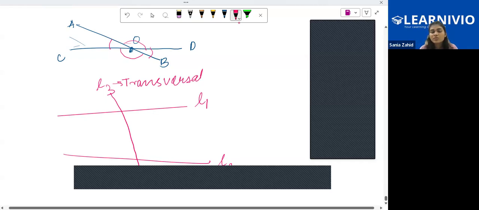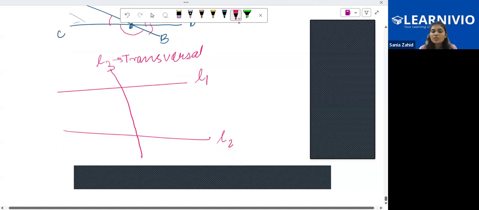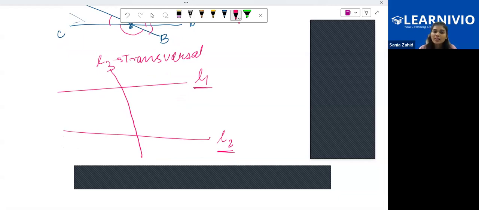Fine. Do you know the meaning of intersecting lines and transversal now? So what does a transversal do? A transversal intersects two lines. It is intersecting line 1 and line 2. Ma'am, what is a transversal? A transversal is a line which is cutting two lines. It is intersecting two lines.